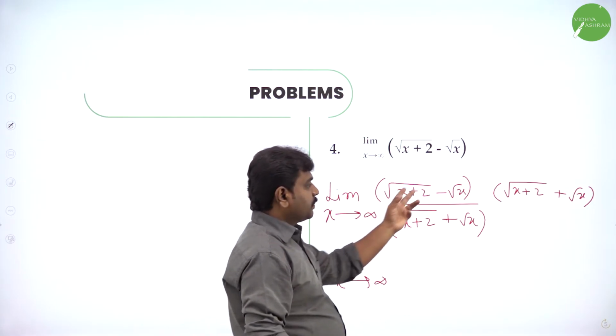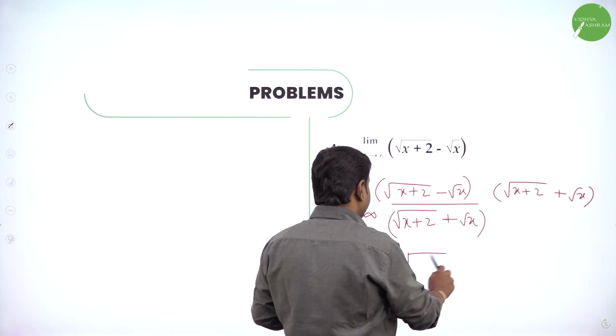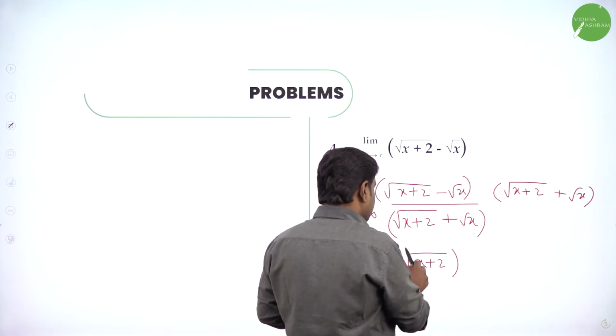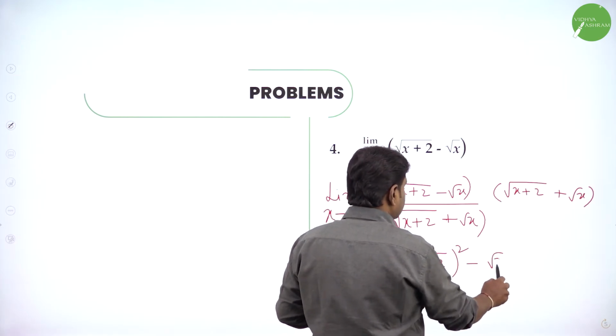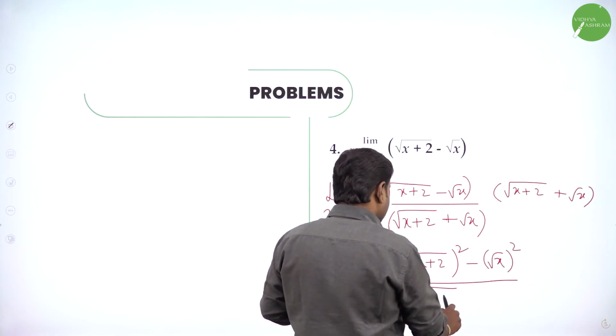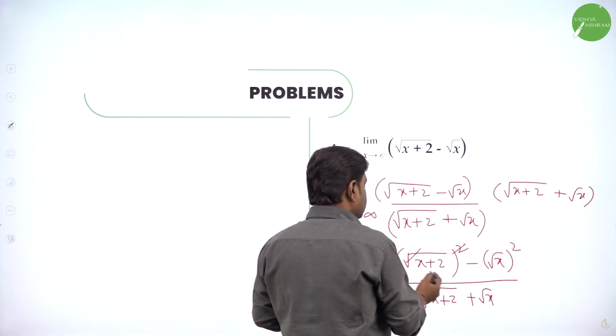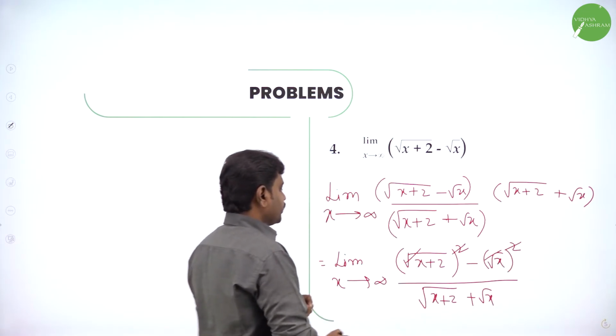The numerator is in the form (a plus b) into (a minus b). What is (a plus b) into (a minus b)? a square minus b square. So it will become root of x plus 2 the whole square minus root x the whole square, divided by the denominator, root of x plus 2 plus root x. Now the square root cancels with the square.